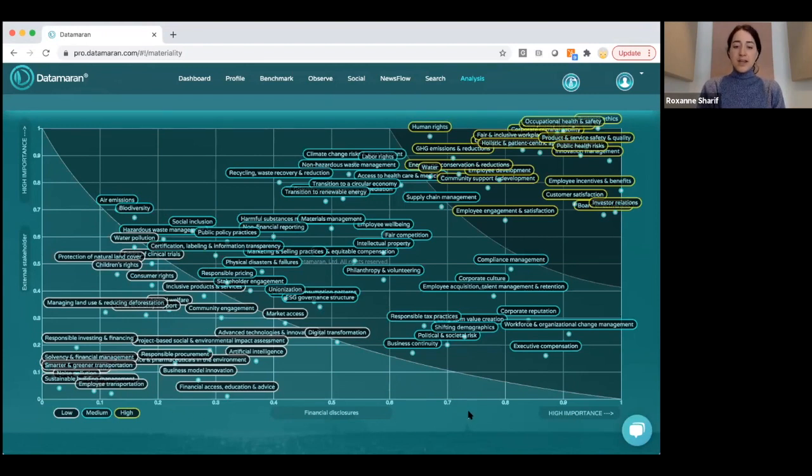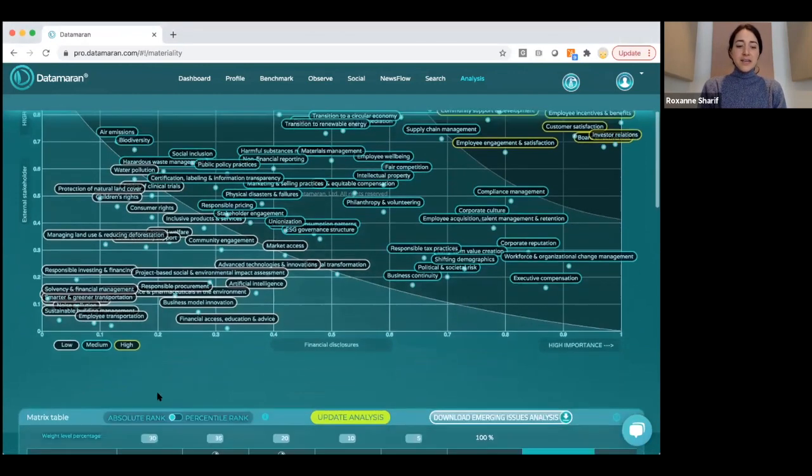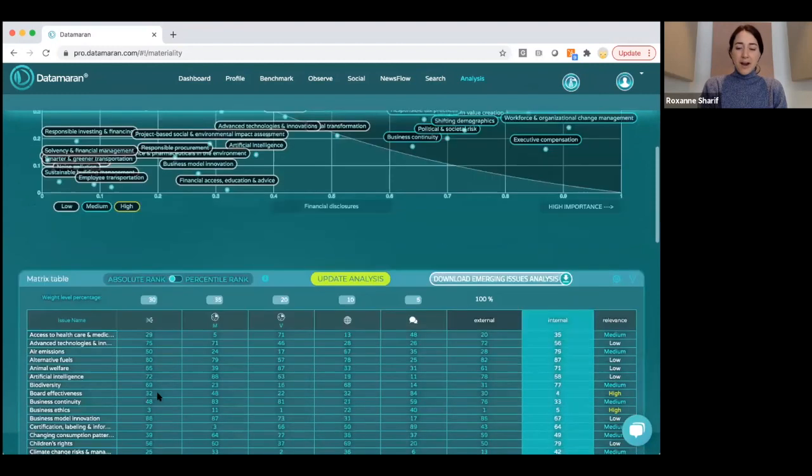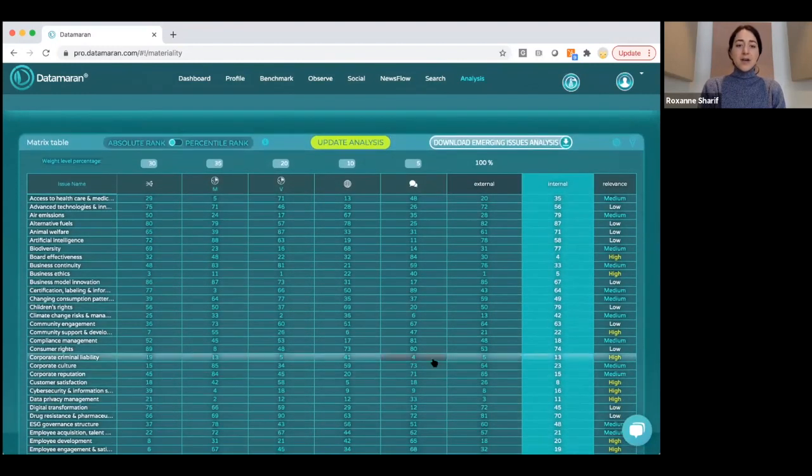Another example, in terms of what is perhaps more financially material, something like responsible tax practices, sits on the far right, yet is ranked relatively low along this vertical axes here. As I'll demonstrate shortly, these issues could change. Something like biodiversity, we know, could have increased attention, especially with the development of something like the Task Force for Nature-Related Financial Disclosure. But scrolling down here, and perhaps more useful for our analysis now, is our matrix table.